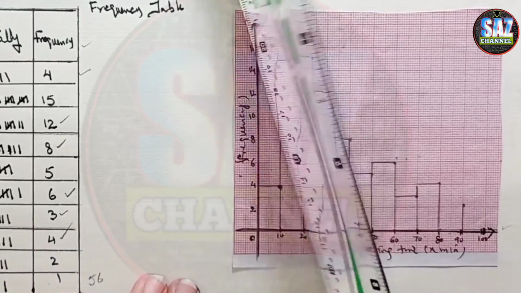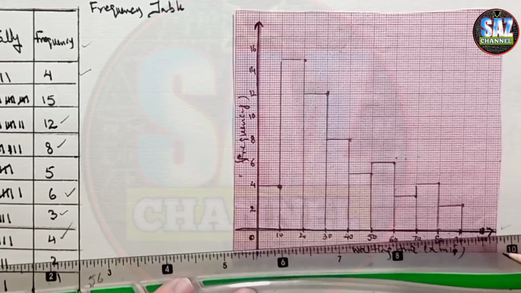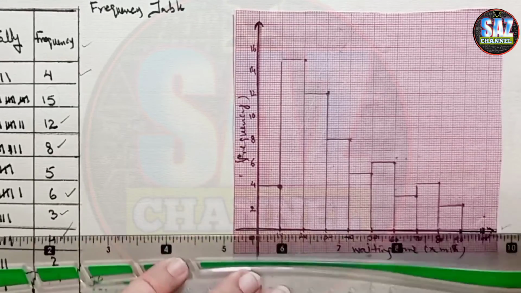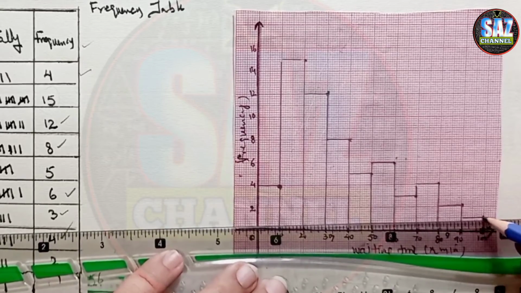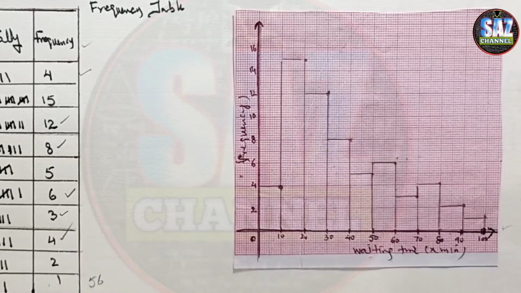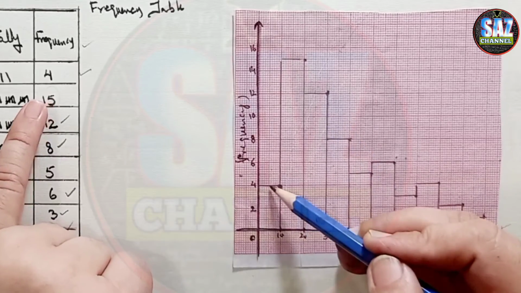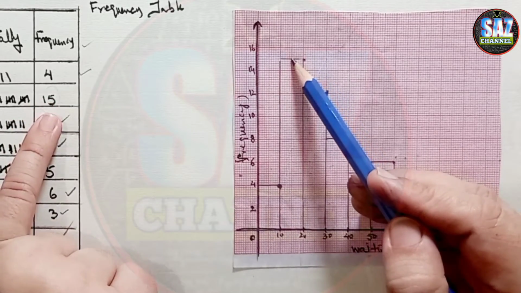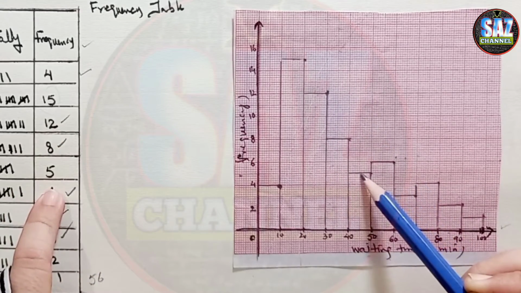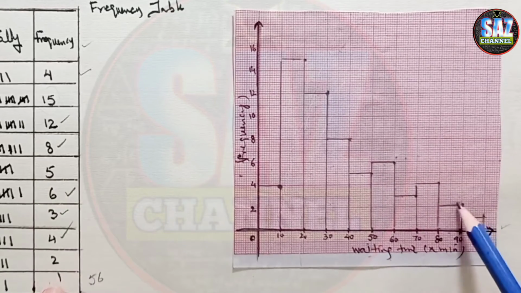I hope you are clear. Very easy and important concept of your O-level examination. And this is 1, the fifth block. Let me reconfirm the data. The first frequency, 0 to 10, is 4, then 15, then 12, then 8, then 5, then 6, then 3, then 4, then 2, and then 1.